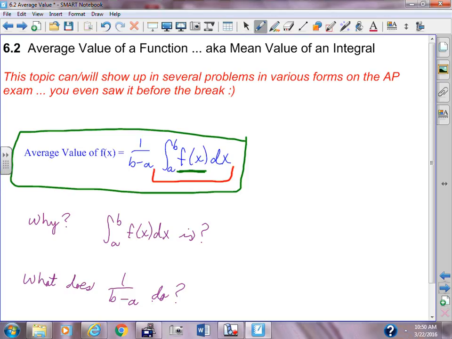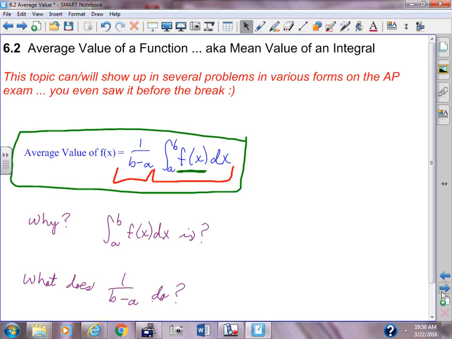Okay? Well, that means here I've also somehow got to divide by how many of those things I added. Where is that? That 1 over b minus a. That right there, that from a to b, that's how many you've added. So 1 over b minus a is the same thing as dividing by how many of them you've added. Make sense?